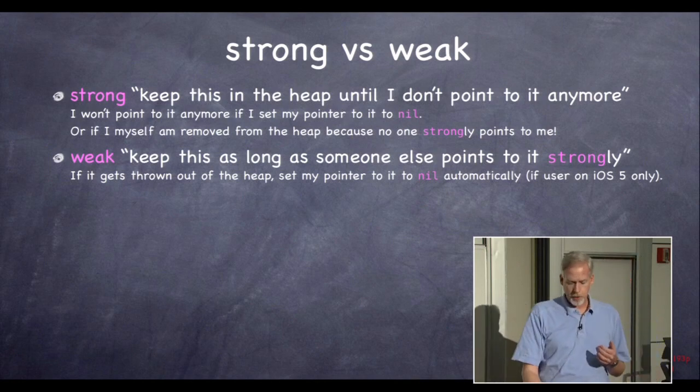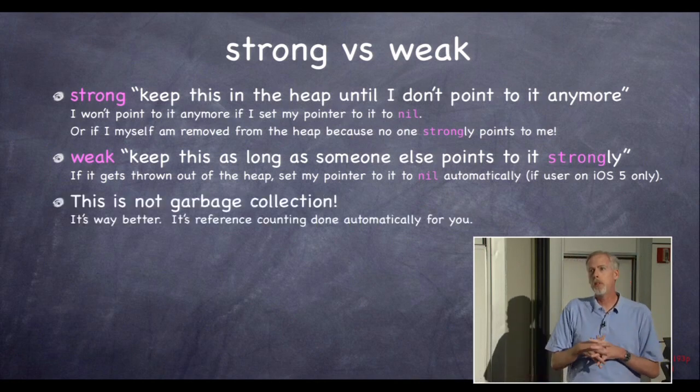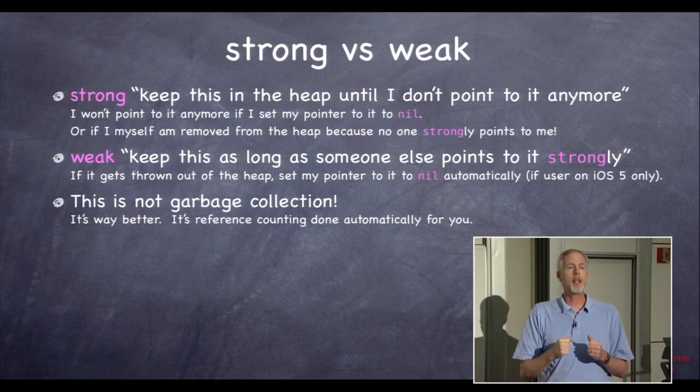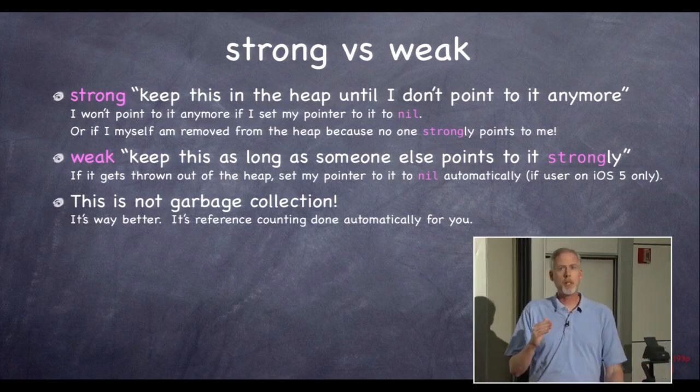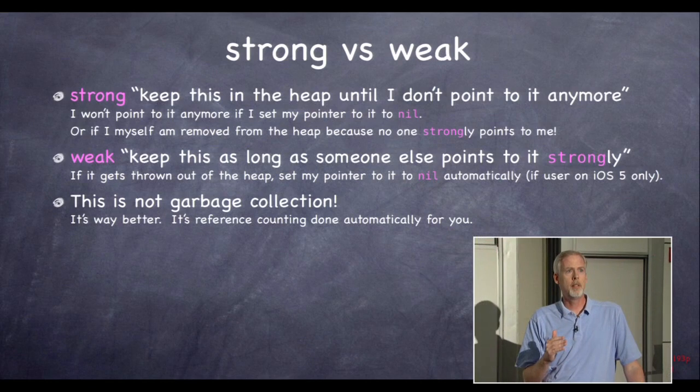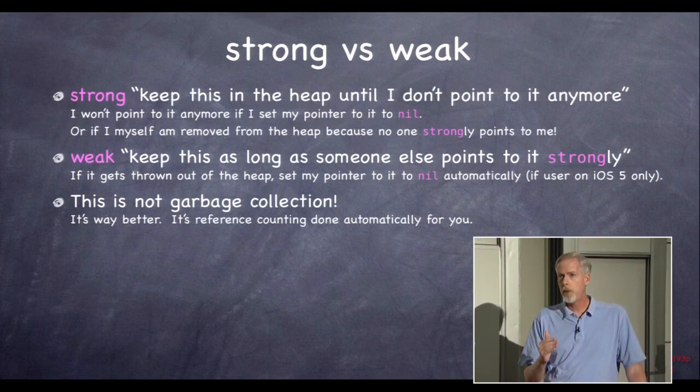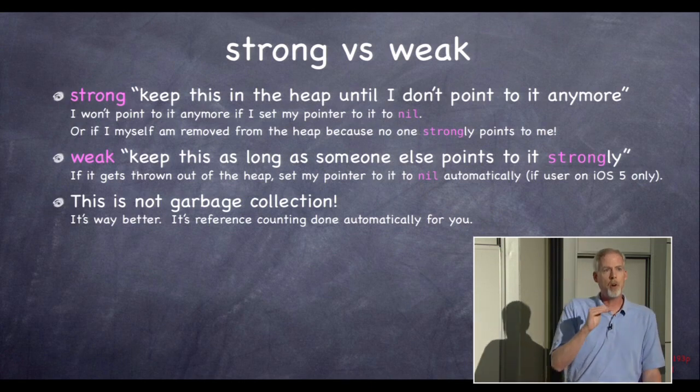So what is this? Is this garbage collection? People are saying, oh, it's great, we've added garbage collection. And the answer is no, this is not garbage collection. This is reference counting. We are keeping a reference count of how many strong pointers there are to something in the heap. And when that count goes to 0, when no one points strongly, we immediately free it.